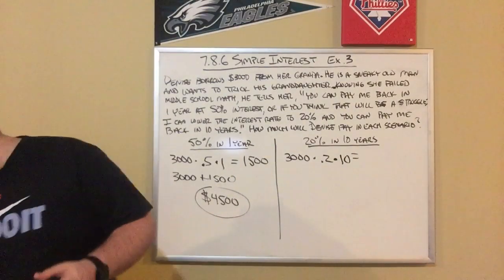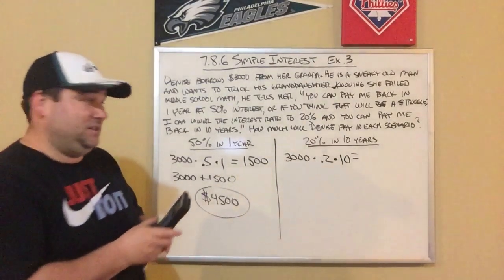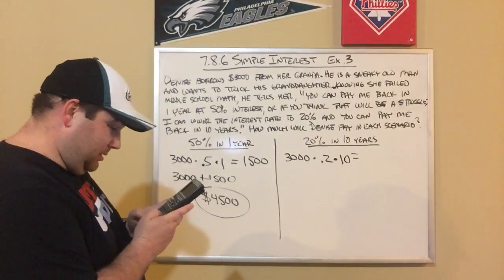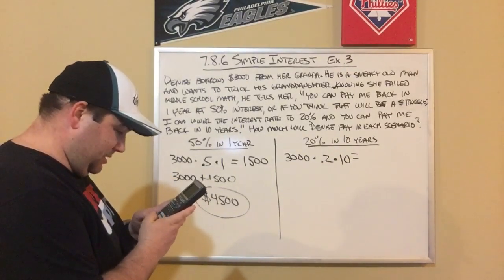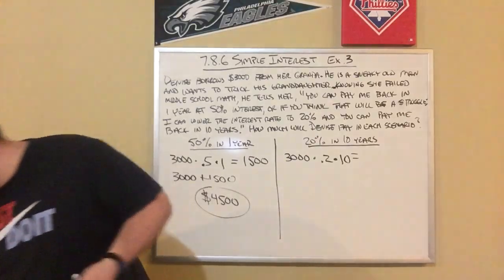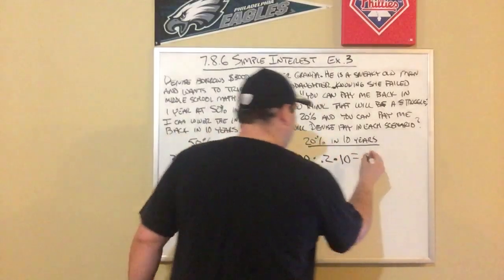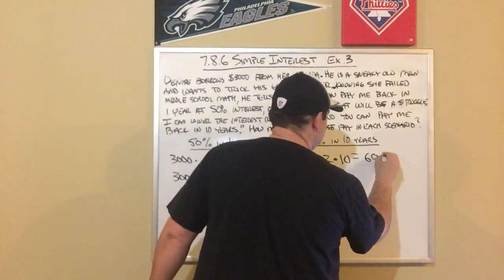So doing that math, I think that's going to be 6,000. I will double check myself to make sure I don't make a mistake. 3,000 times 0.2 times 10. It is 6,000. So we do that, we get the interest she's going to pay is $6,000.